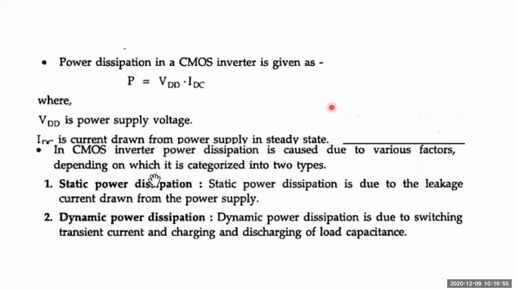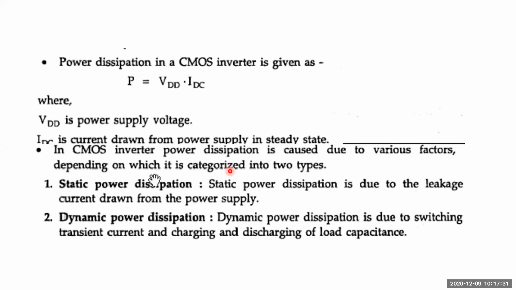The power dissipation in a CMOS inverter is mainly given by P = VDD × IDC. IDC is the current across the drain and one of the particular terminals, a DC current, and VDD is the supply voltage. So ultimately it's the basic formula P = VI, where V is the main supply, VDD, and IDC is the current drawn from the power supply. Since it is drawing direct current, we call it IDC.